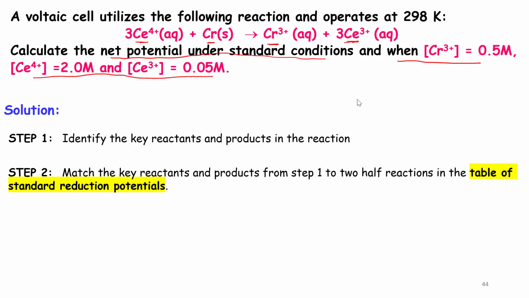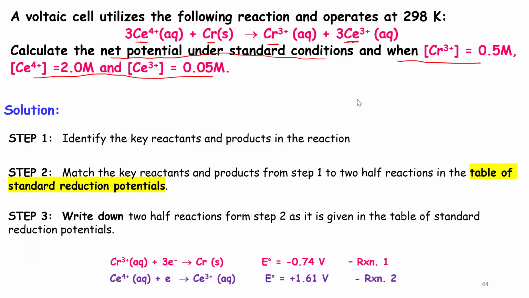In the table of standard reduction potentials, you're going to see half reactions which connect cerium 4 plus to cerium 3 plus. You're going to see reactions that connect chromium to chromium 3 plus, and then you just match it to that, and write down what those reactions are. So match it to them, and in step 3, we're just writing down the reaction as it is given in the table. In the standard reduction potential table, you'll see that chromium 3 plus plus 3 electrons going to chromium has an E naught of negative 0.74. So you'll see that in the table. You write it down as it is.